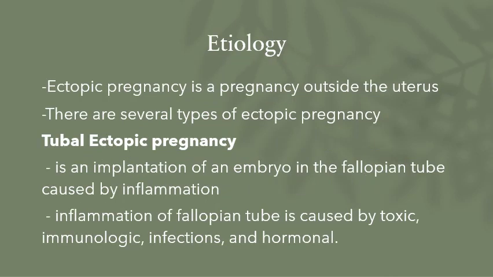Etiology. Ectopic pregnancy is a pregnancy outside the uterus. There are several different types of ectopic pregnancy. One of them is tubal ectopic pregnancy. This is when the implantation of the embryo is located in the fallopian tube. This can be caused by inflammation. The inflammation of the fallopian tube can be caused by toxic immunological infections and hormonal problems.